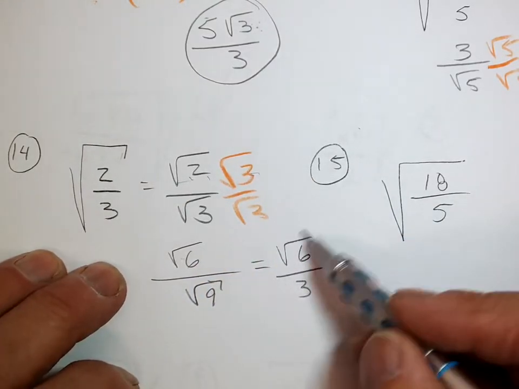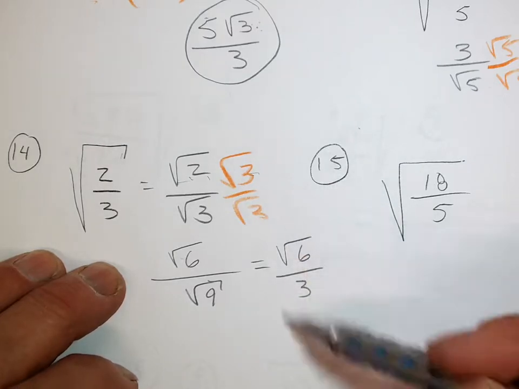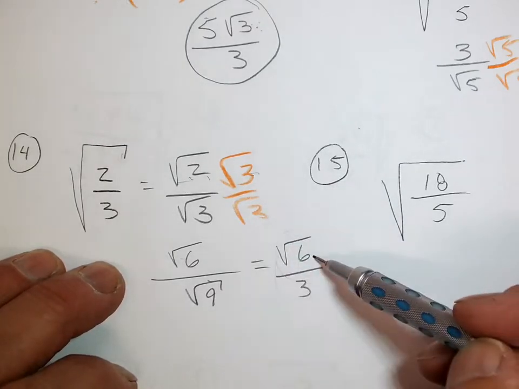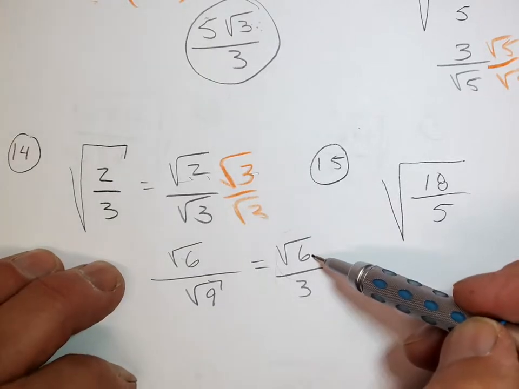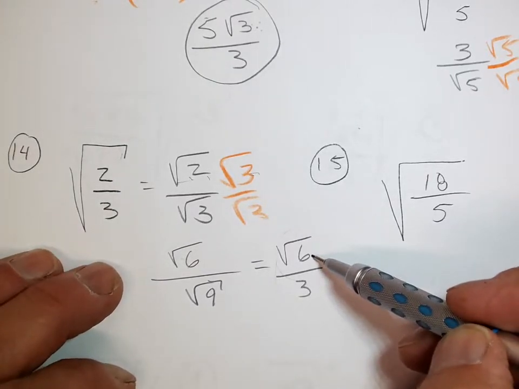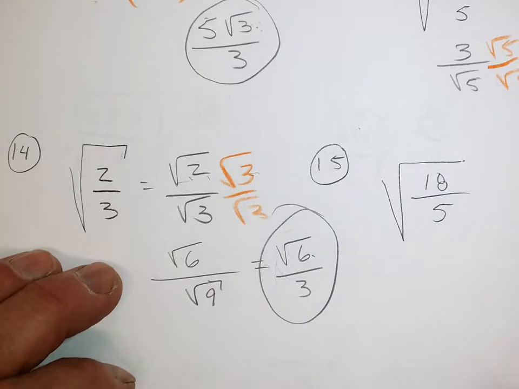Do not divide these. This is not 6. This is a 2-point blah, blah, blah, ugly decimal. Leave it. Okay?